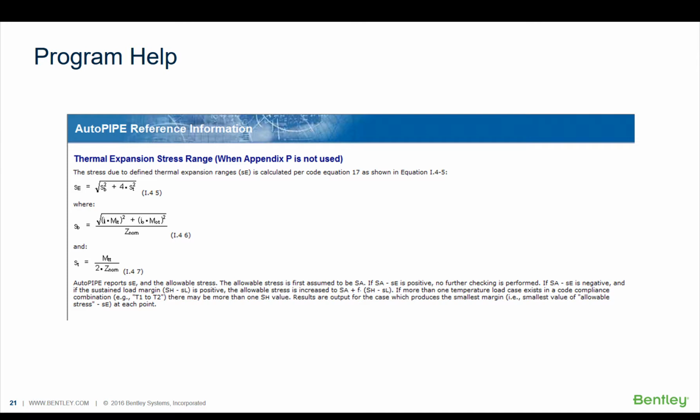So for identical models run at different code years in the same version, there can be a difference in the results, and this is a way of determining why.